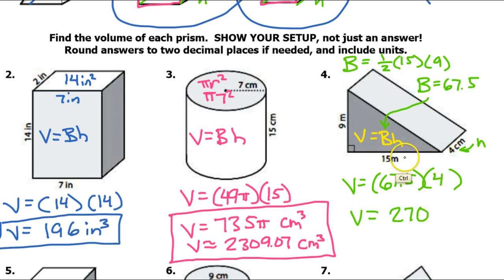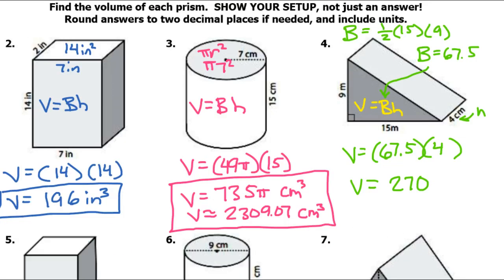And, that's weird. They gave us meters and then centimeters. I don't think they meant to do that. Yeah, I think that's just a typo. So I'm going to scribble out that little C and just put meters. Let's just keep it in meters. So this would be meters cubed.